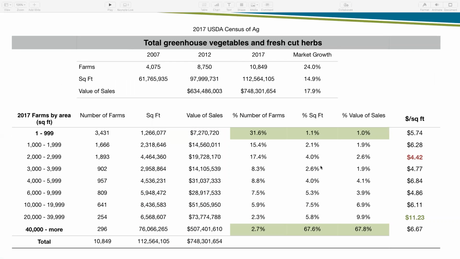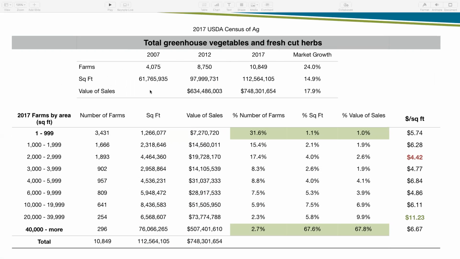We're going to look into a little bit more detail for the total greenhouse vegetables and fresh cut herbs, and also for the tomato market. That's data that is available in the report. We can do an in-depth analysis. The other categories do not provide this data, as we're going to see now.